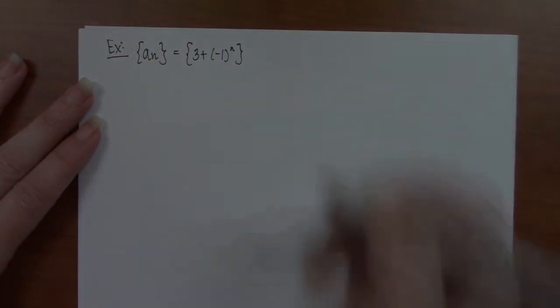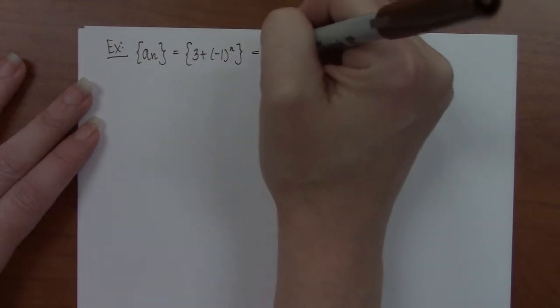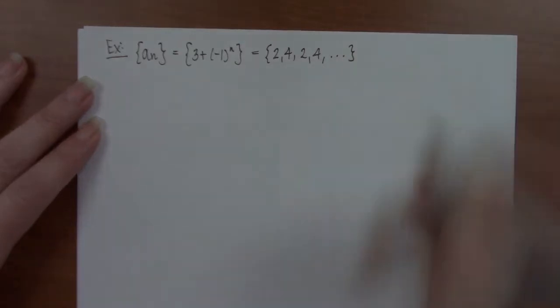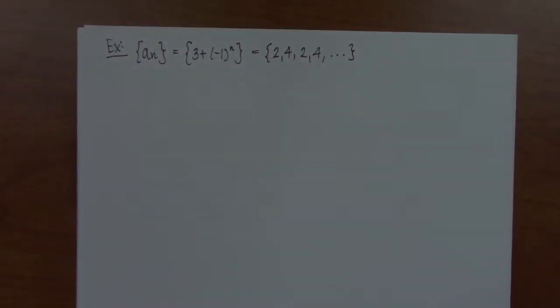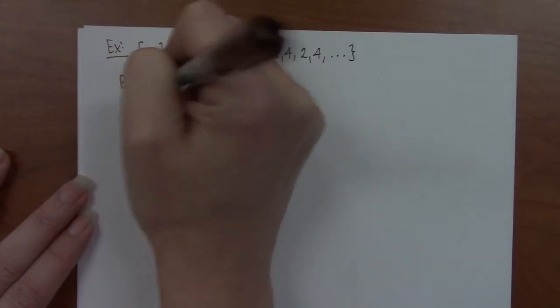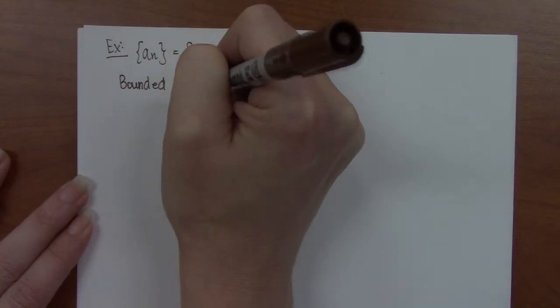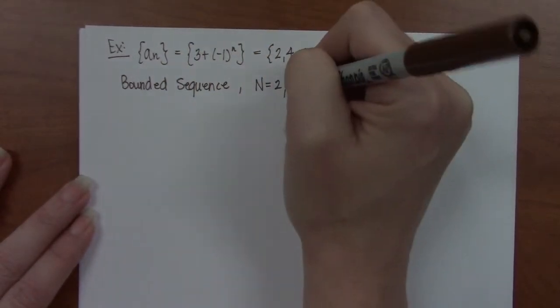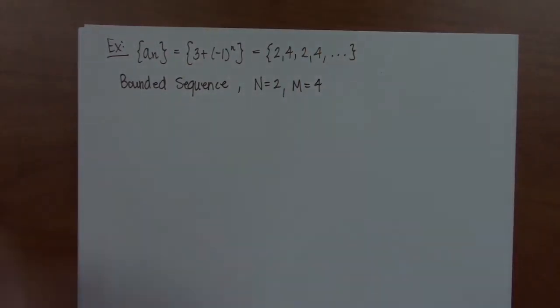So let's go back to this guy again. We already determined that this thing is not monotonic. It's bouncing back and forth between two values. However, it is bounded. It's bounded above and it's bounded below. So this is, in fact, a bounded sequence. And we could say its lower bound is 2 and its upper bound is 4.